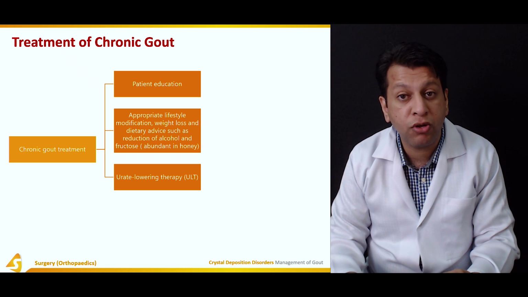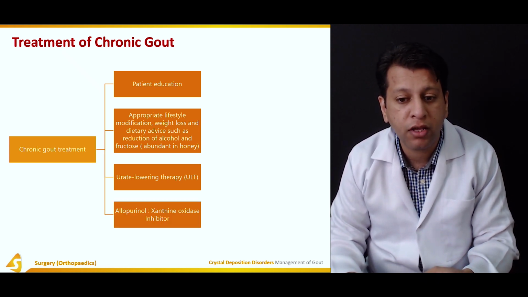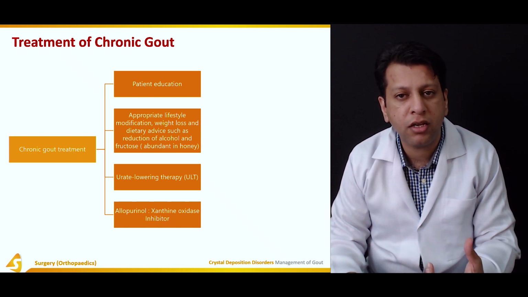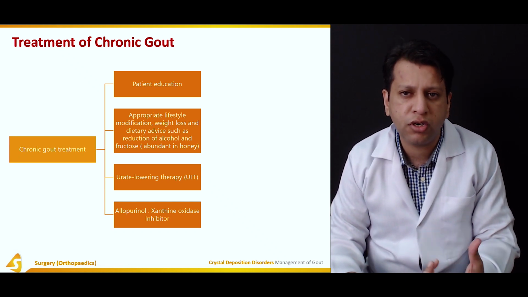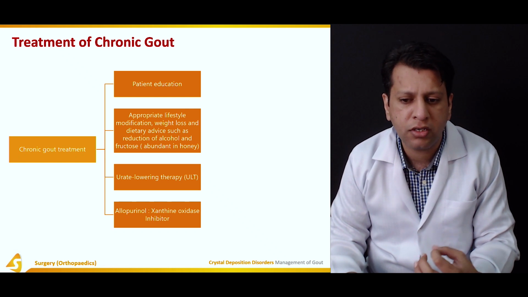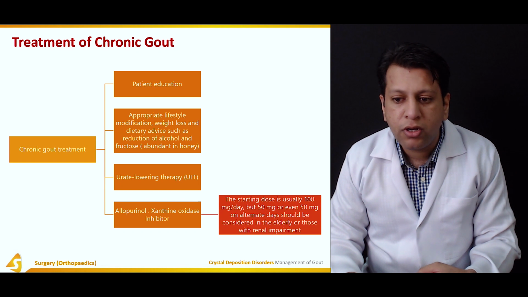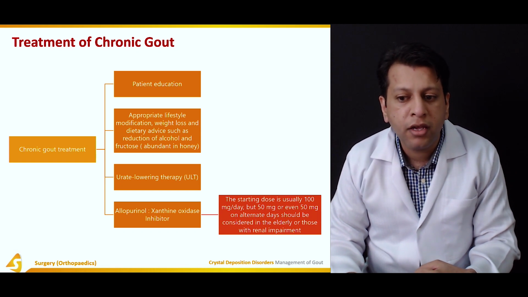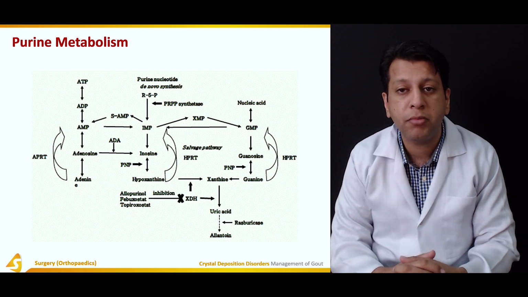Then there is urate-lowering therapy, which is targeted at decreasing the amount of uric acid in our body. There are certain xanthine oxidase inhibitors, which is allopurinol, and now febuxostat has come into play as well. This is a new drug of choice, but they are all xanthine oxidase inhibitors. The starting dose of allopurinol is 100 milligram per day, but even 50 milligram on alternate days should be considered in the elderly or those with renal impairment. That's important.